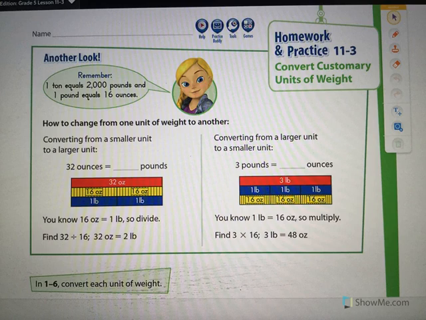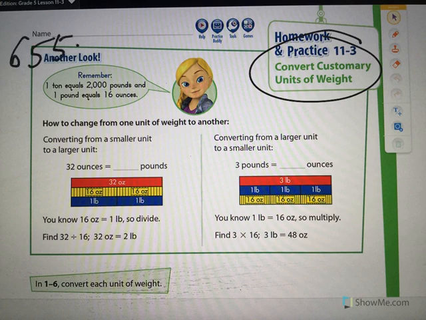Today we're just going to continue on with homework practice 11.3. So you guys got some buddy practice yesterday, and today we're just going to work in the book on page 655. So this is 655 and 656. I'll wait for you guys, or actually you guys could just put me on pause to go get your book.